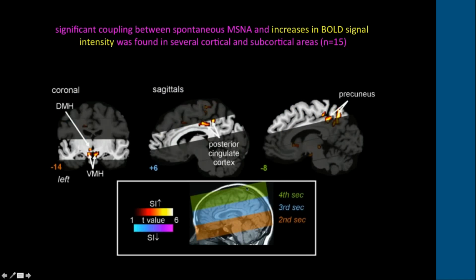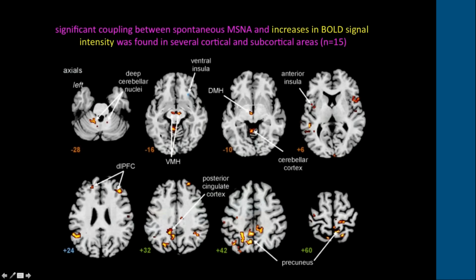I shan't go into the details here. Suffice to say that when we use this approach, we can see areas that are temporally coupled to the bursts of muscle sympathetic nerve activity, such as ventromedial hypothalamus, dorsomedial hypothalamus, cingulate, precuneus, and we can see in these cross-sections again these areas of the hypothalamus, dorsomedial and ventromedial hypothalamus. We can also see deep cerebellar nuclei, the anterior insula, etc. So these are areas, dorsolateral prefrontal cortex. These are areas that just pop out from the analysis.